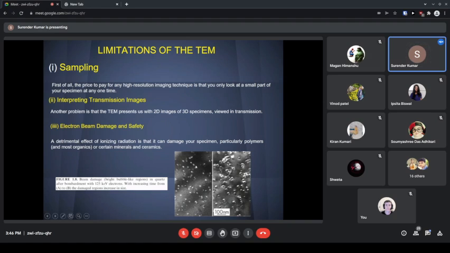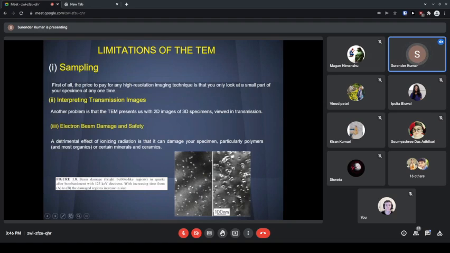Okay, so for three dimensions, you need to go to more sophisticated instrumentation, that is tomography, for example. Okay, and electron beam damage and safety. That is also very important when you are going to check your sample in an electron microscope, because you are dealing with very high energy, which is from 100 kilo electron volt to 300 kilo electron volt or 400 kilo electron volt.